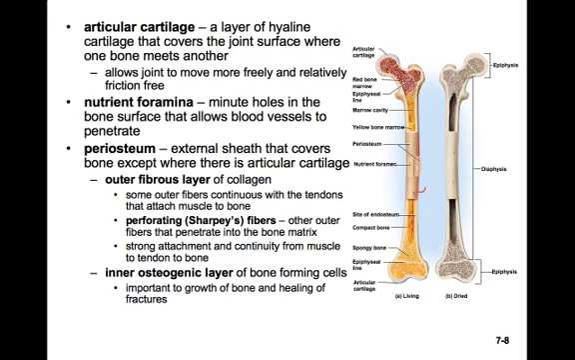The inner osteogenic layer is a layer of bone-forming cells. They're really important to the growth of bone and healing of fractures. So two layers in the periosteum, the outer fibrous layer, which is mostly for attachment, and the inner osteogenic layer, which is bone-forming cells.